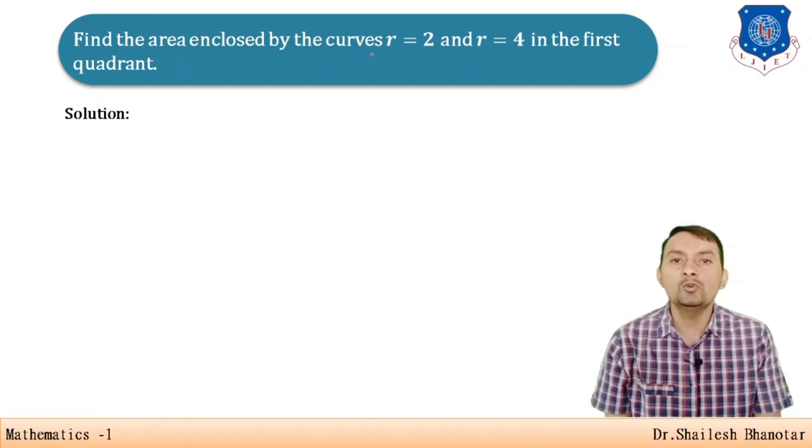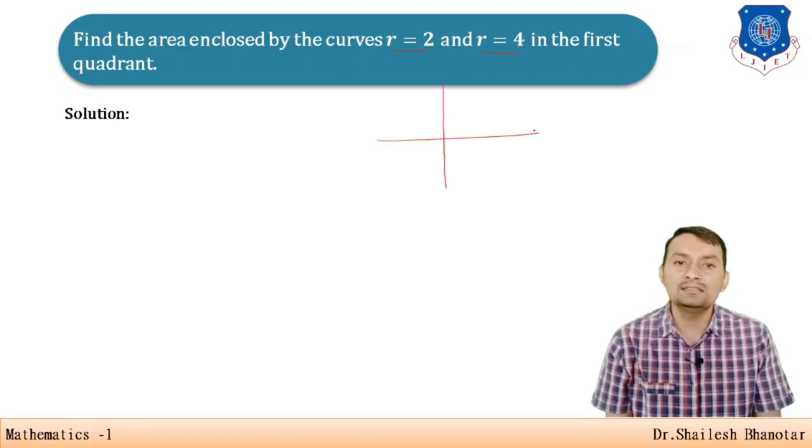Find the area enclosed by the curves r = 2 and r = 4 in the first quadrant. First you have to consider the x-axis and this is the y-axis. It is given that r = 2, which means it is in polar form. So r = 2 means a circle of radius 2, assume it is centered at the origin. And r = 4 is a circle of radius 4.